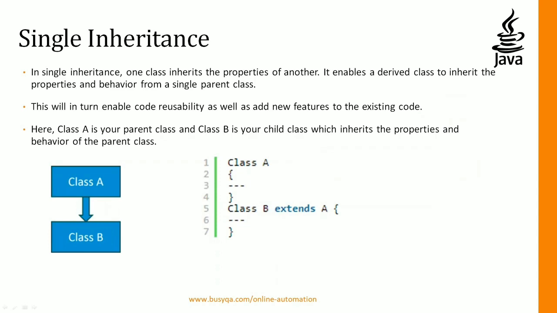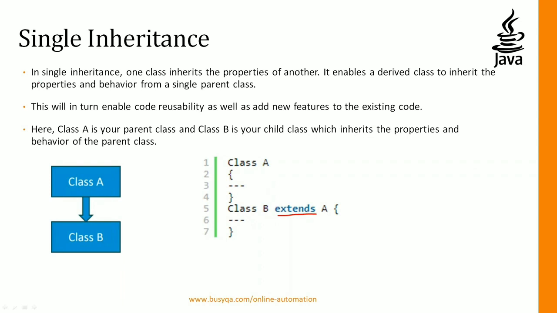If it is a single inheritance, we need to write a syntax like this. First we define one class called A, which contains some variables and methods. Then we create one more class called B, and by using the extends keyword, we can acquire everything from the parent class to the child class. As soon as I say extends A, B has its own stuff, but it also gets everything from class A. So that is single inheritance.